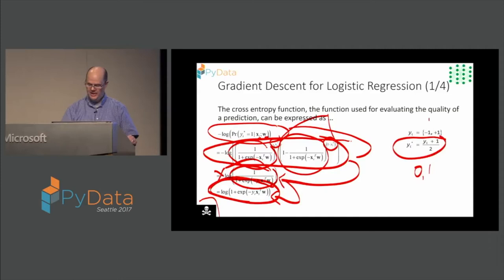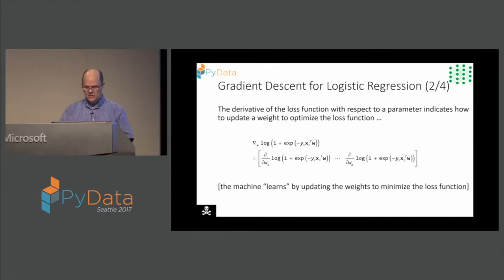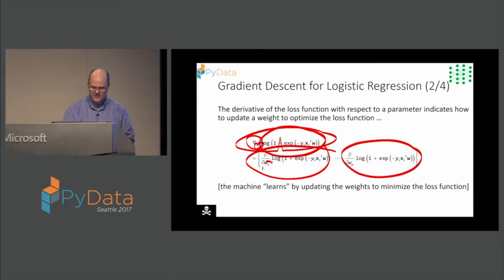All right, gradient descent part 2. The derivative of the loss function with respect to a parameter indicates how to adjust the weight to optimize the loss function. This is our gradient symbol. This is the gradient of this loss function with respect to our weight vector w, the weights we want to update in our model. It's a vector of partial derivatives, right? Partial derivatives with respect to each of the weights in our model. So for example, in two dimensions, we'd have a weight for each dimension plus a bias term.